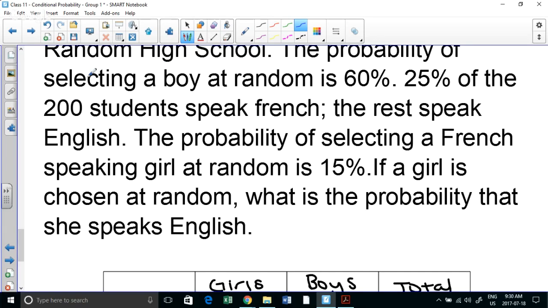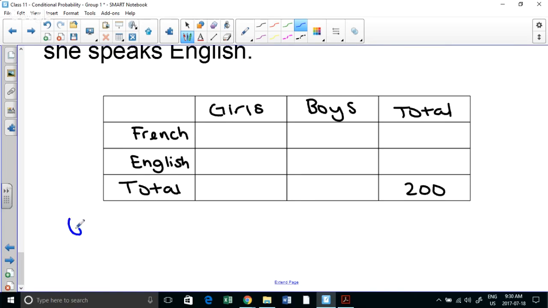So the probability of selecting a boy at random is 60%. So 60 out of 100 times the 200, that gives me 120 boys. So if there are 120 boys, there should be 80 girls.